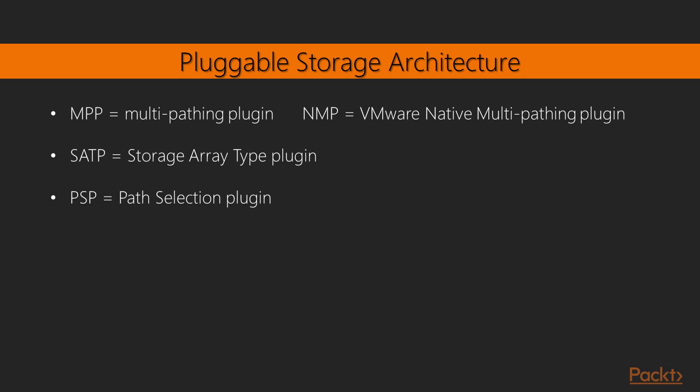And when that's done, we can then plug in the path selection plugin, so that if multiple paths are available, what kind of path selection policy to actually utilize for that data traffic is then determined by the PSP. So it could be the most recently used, it could be round robin, or it could be a fixed policy, or something else, something maybe much more sophisticated that the storage vendor can then provide as a PSP.